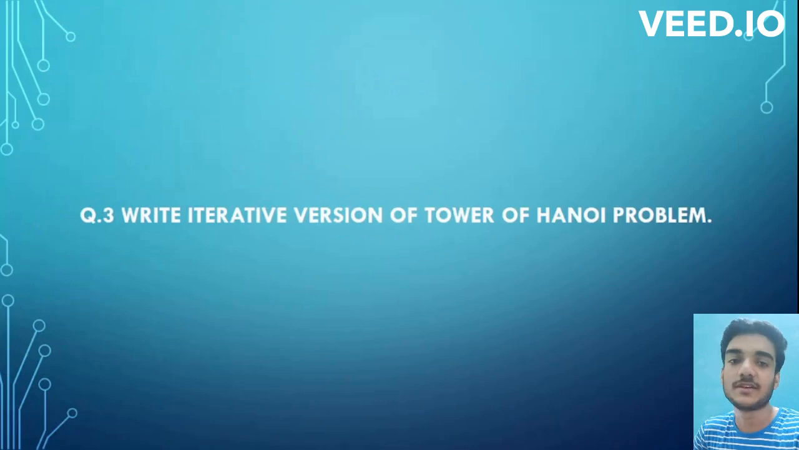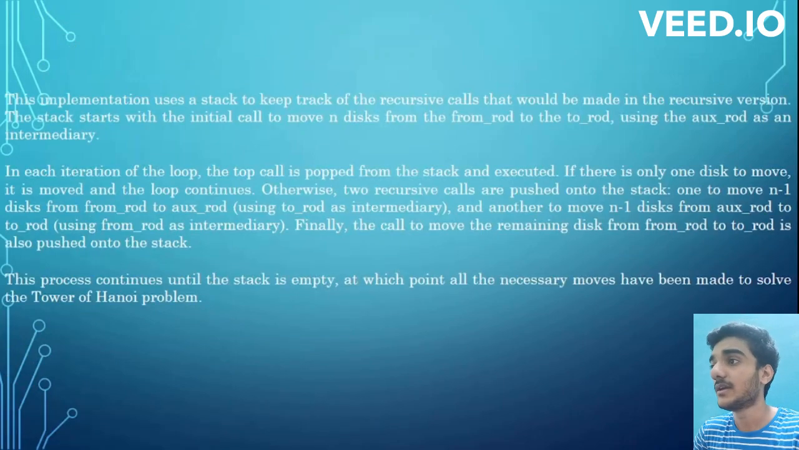Third question, write an iterative version of the Tower of Hanoi problem. The implementation uses a stack to keep track of the recursive calls that would be made in the recursive version. It starts with the initial call to move n disks from the from rod to the to rod using the aux rod as an intermediary. In each iteration of the loop, the top call is popped from the stack and executed.